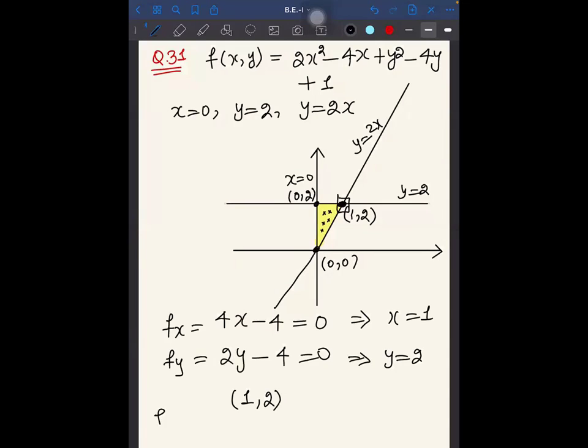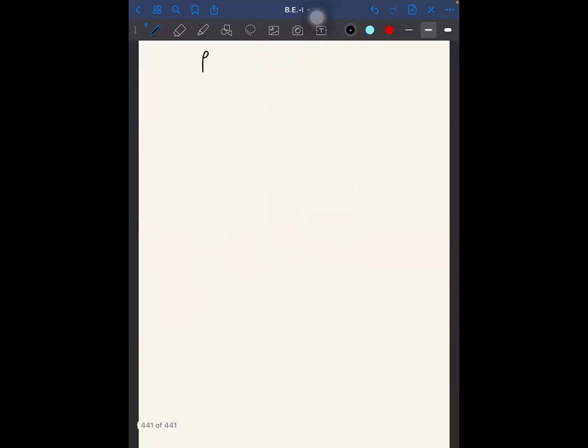So let's get that f(1, 2). Of course we'll put that value over here. 2 minus 4 plus 4 minus 8 plus 1. So 4 and 4 will get cancelled. Minus 5. Right? Are you with me? Yes, sir. So your f(1, 2) would be minus 5. So let's mark this. We want to keep track of these values.